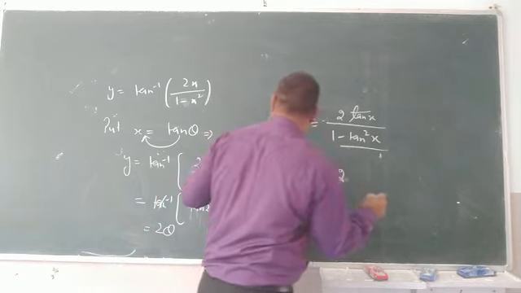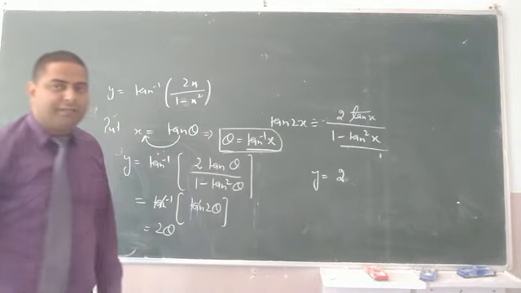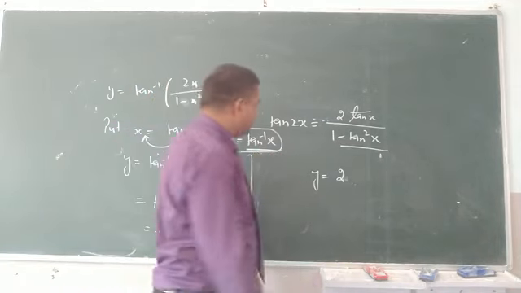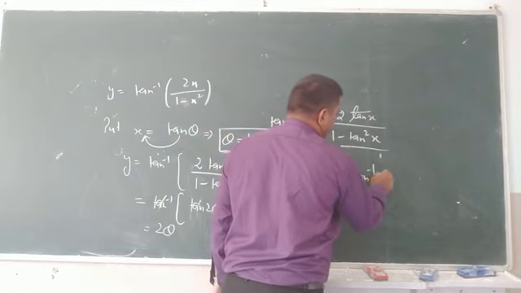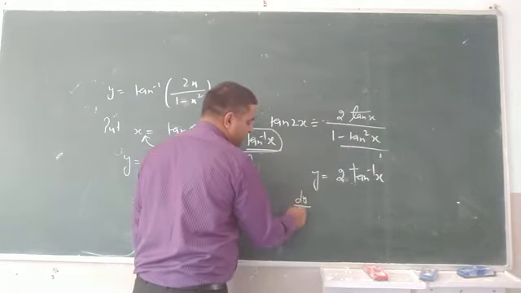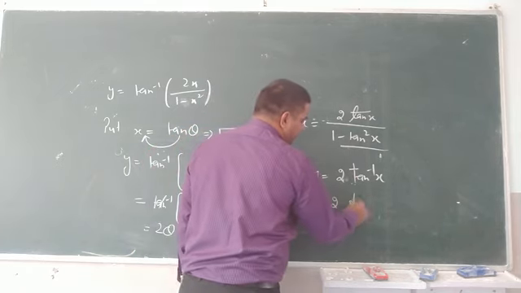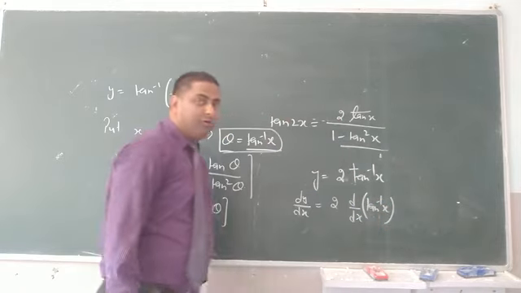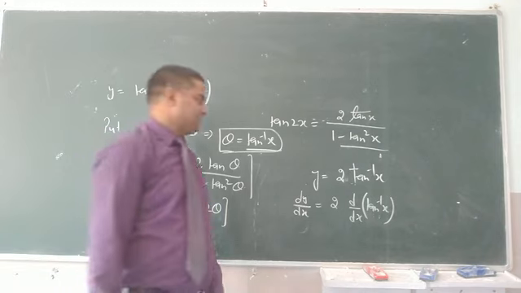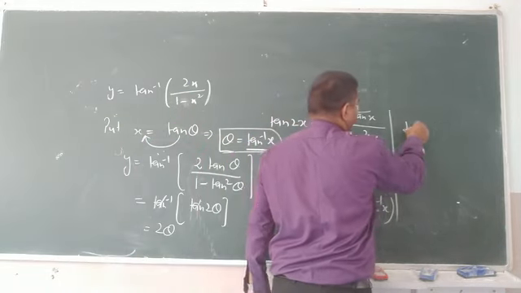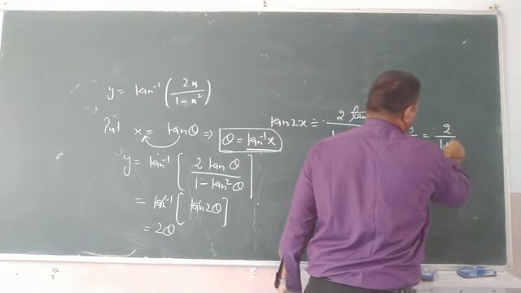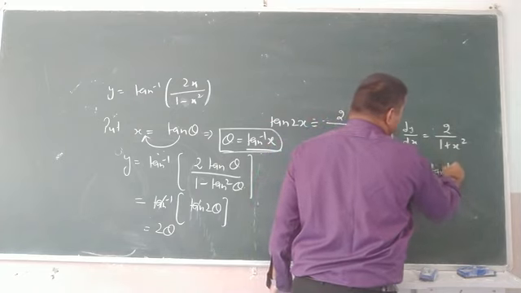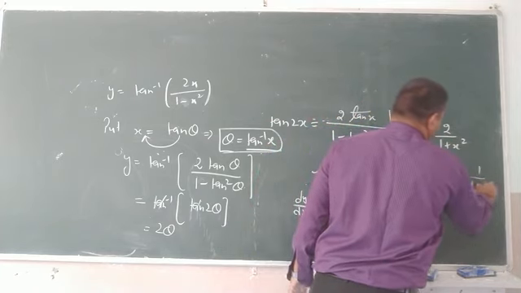And the value of theta from here: what is the value of theta? Theta is tan inverse x. So, y is equal to 2 tan inverse x. Now, differentiation. dy upon dx is equal to 2 into the derivative of tan inverse x. And we know the derivative of tan inverse x is 1 upon 1 plus x square.